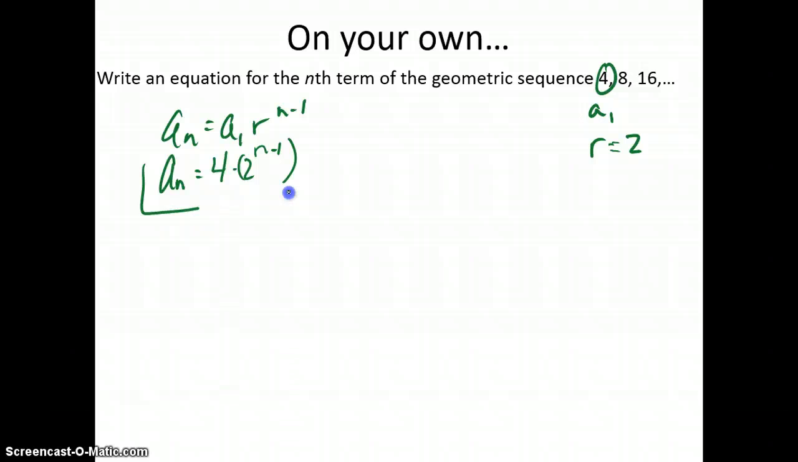I hope that this is the answer that you got. You will have to find the common ratio of 2. And again, you leave it like this because that's as far as you can multiply it out.